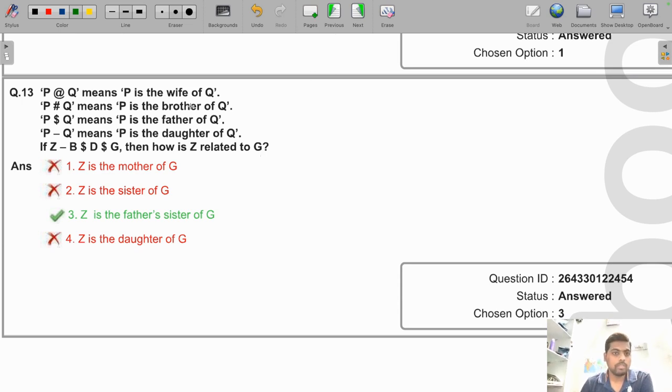Let us solve this question, guys. Blood relation is very important, guys. If you practice properly you can solve it in 1 minute, otherwise it will kill your time.